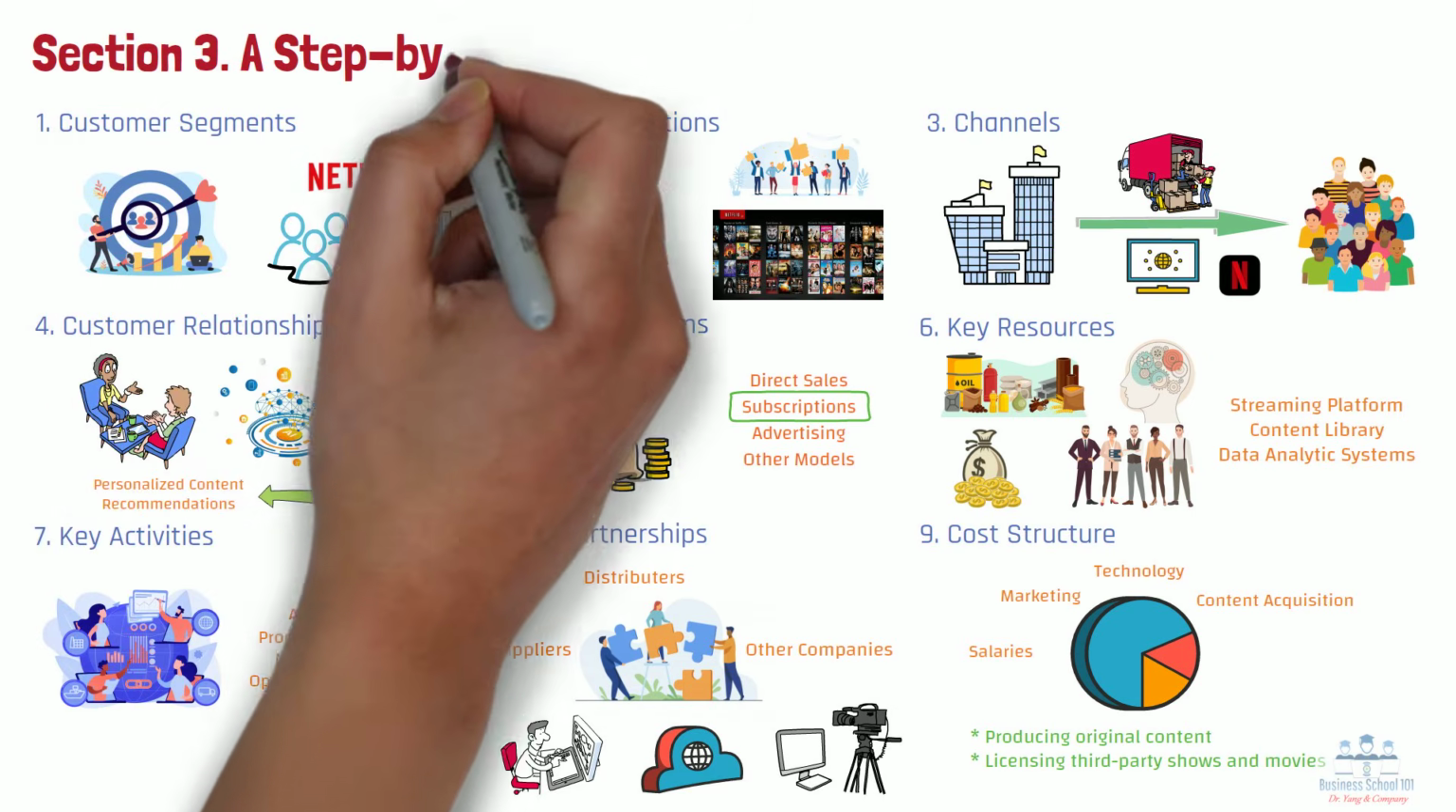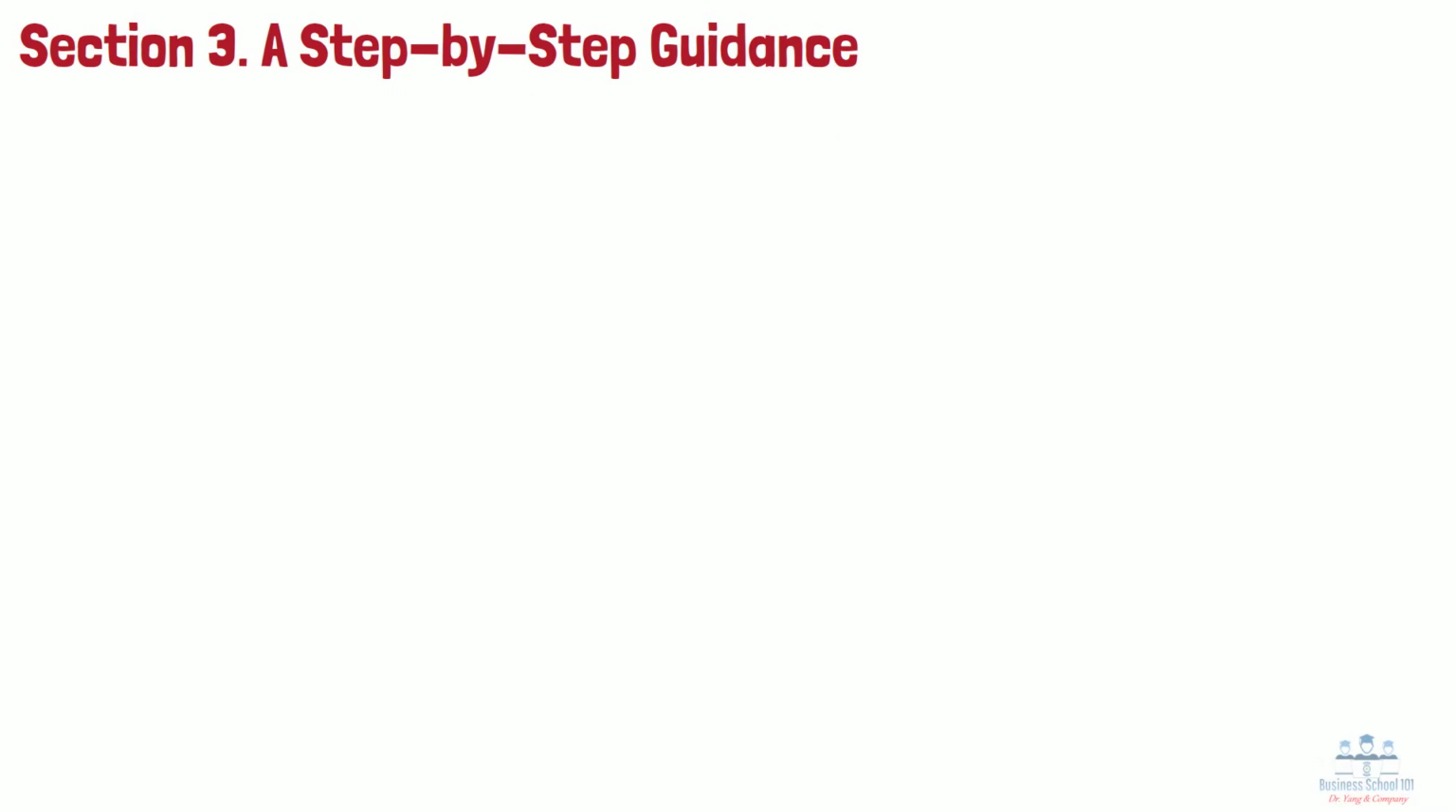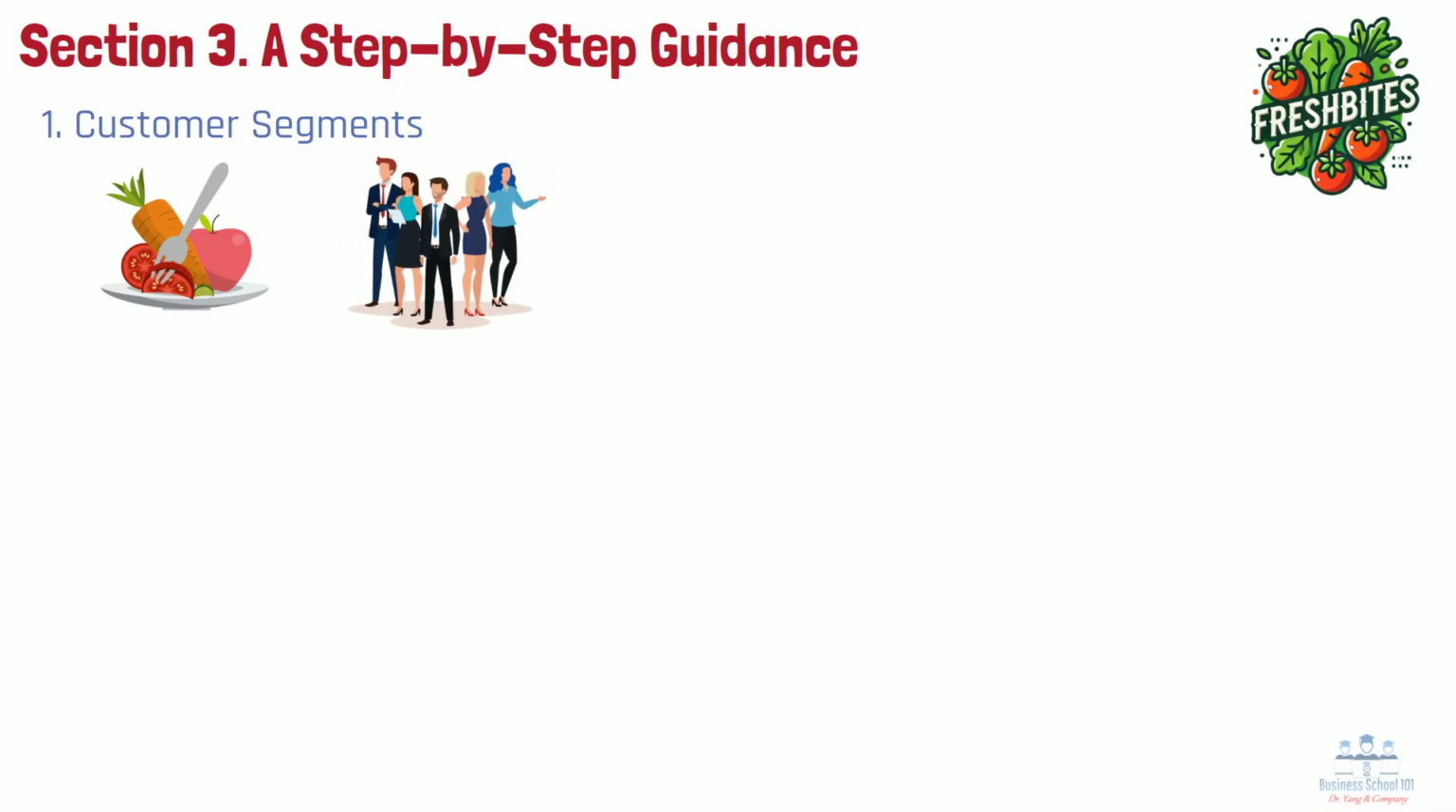Section 3. A step-by-step guidance. Let's use FreshBites, a fictional meal delivery company specializing in organic and locally sourced food, as an example. Number 1. Customer segments. FreshBites targets several distinct customer groups, including health-conscious consumers, busy professionals, and corporate clients.